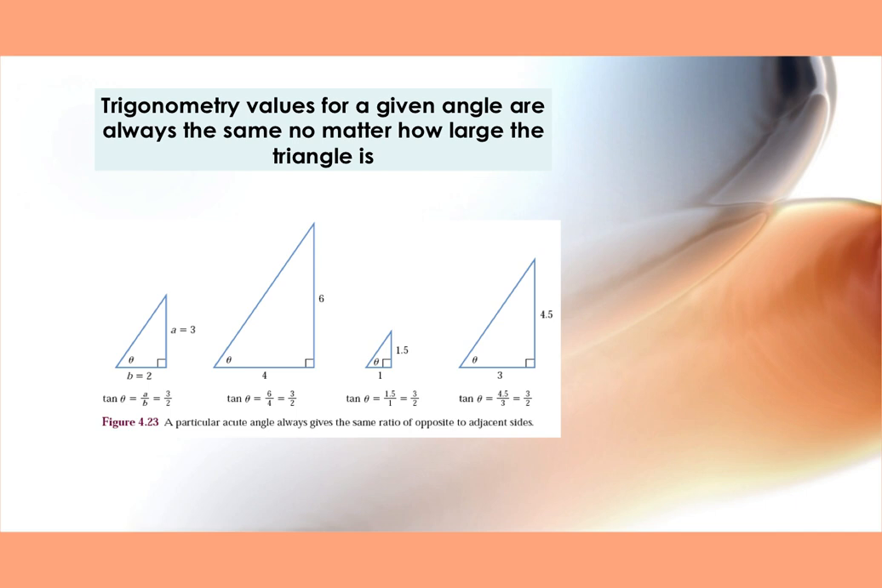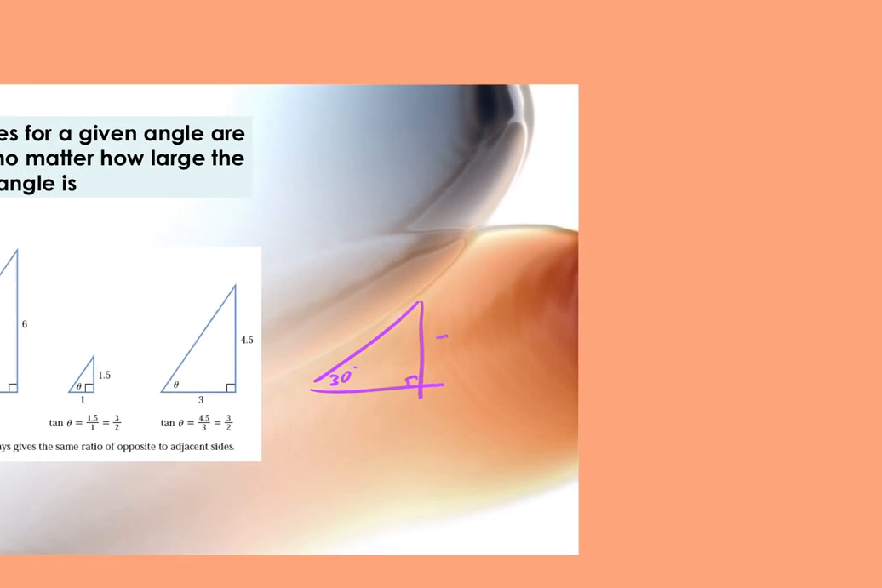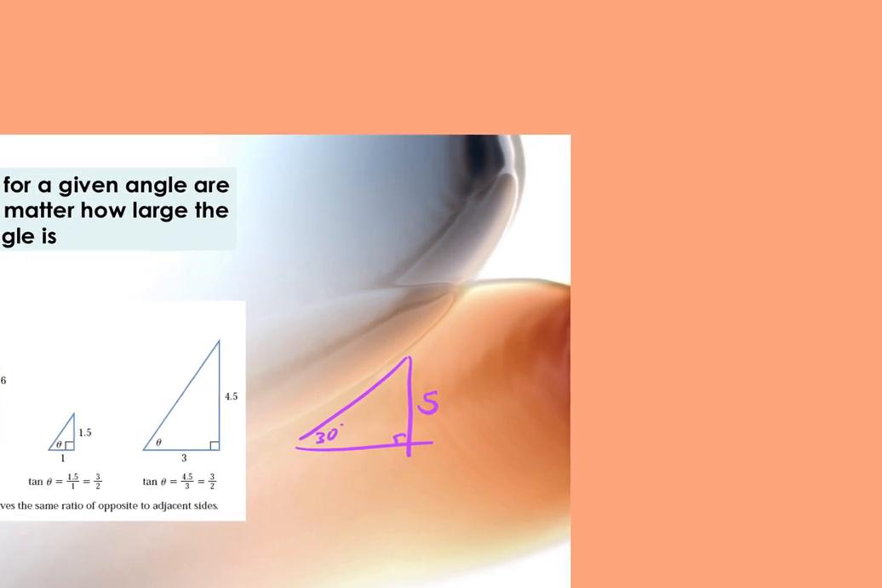All right, so this just basically says trigonometry values for a given angle are always the same no matter how large the triangle is, which means the ratio of the opposite side to an adjacent side of a 30-degree angle, in which this side length is 5, let's say, is going to be the same as the ratio of the side lengths if it's 30 degrees and this side is 50. The results for sine, cosine, and tangent will always be the same.